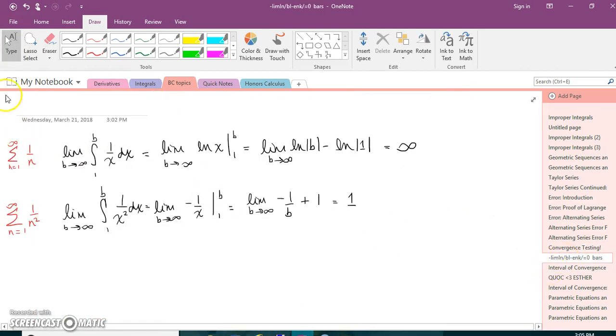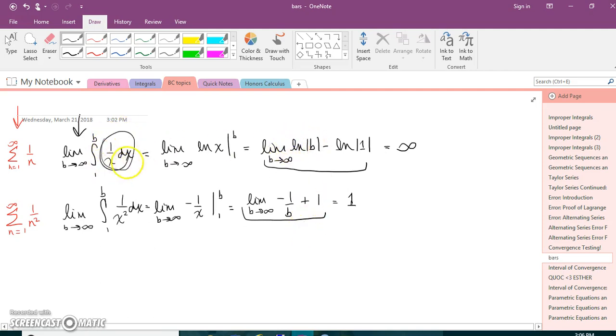So what I did is I rewrote just the basic summary of what happened. Here's my series. Here's how I wrote them as integrals, and here were my results. I want you to think real closely about why exactly did this integral diverge and this integral converge. Right here, when I did an antiderivative, I ended up with natural log. Here, when I did an antiderivative, I ended up with negative 1 over x. And the fact that I'm dividing by infinity and going to 0, that made the difference.